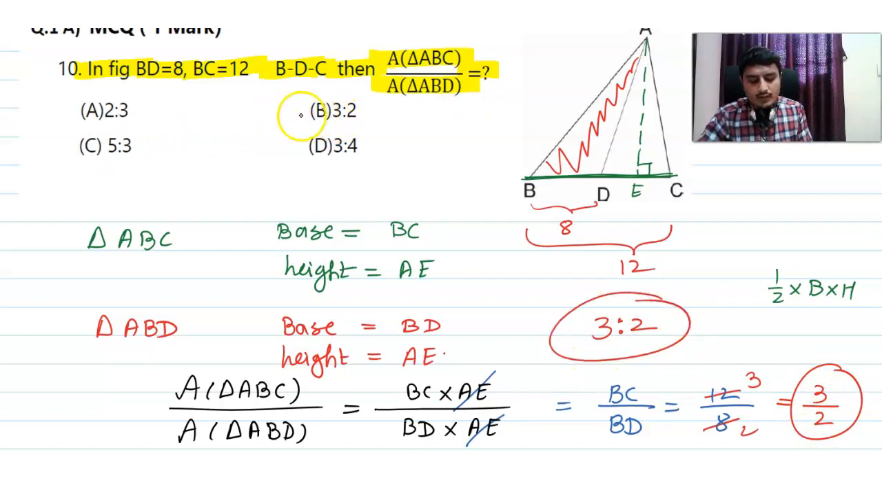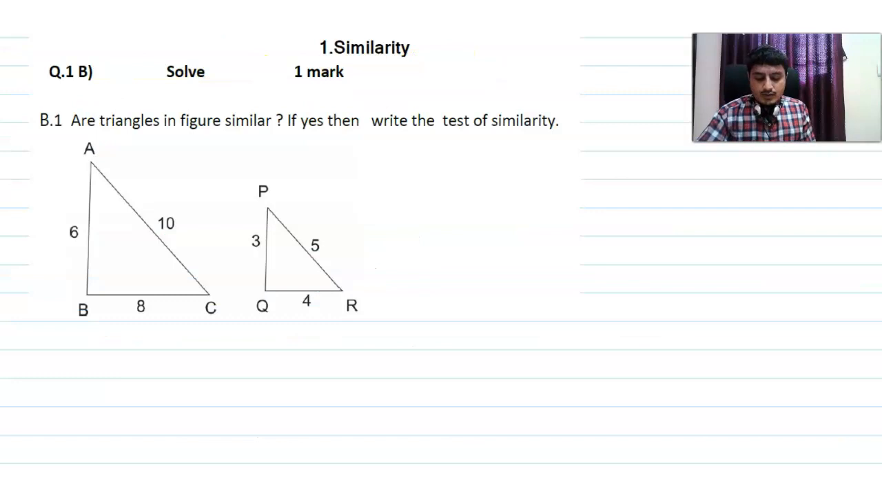Look at the given choice codes. The correct choice code is B, 3:2. Now look at the question first B. Each of the 1 mark questions we are having. Within it the first question: are the triangles in the figure similar? If yes, then write the test of similarity.